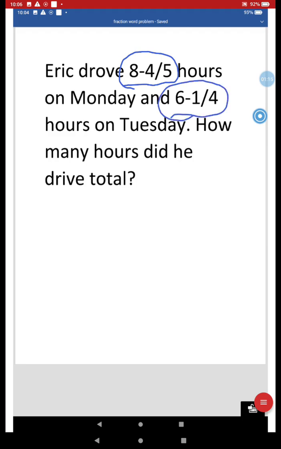All right. Now I need to identify my operation. Well, the keyword total and even the keyword and tells me that I'm going to be using addition. So let's write out those numbers. 8 4/5 plus 6 1/4.